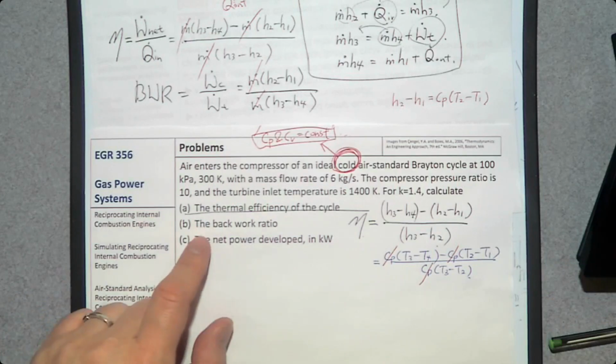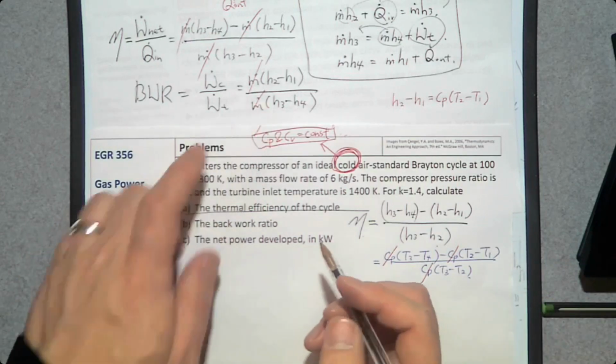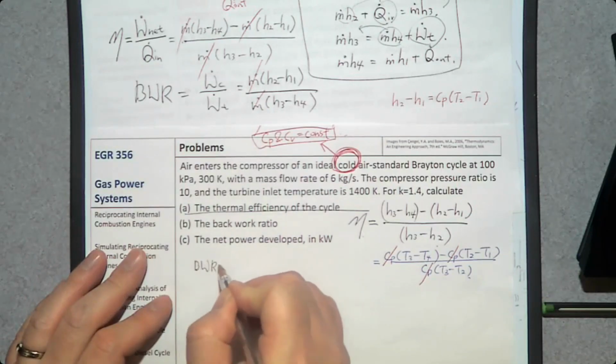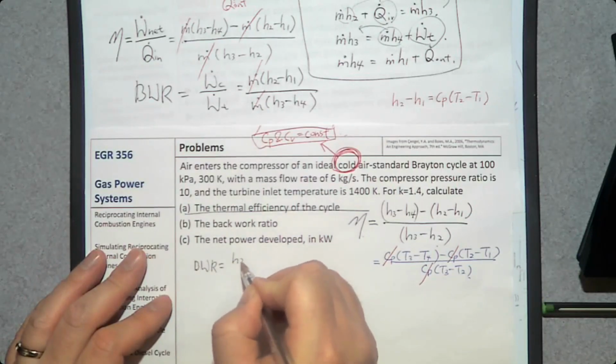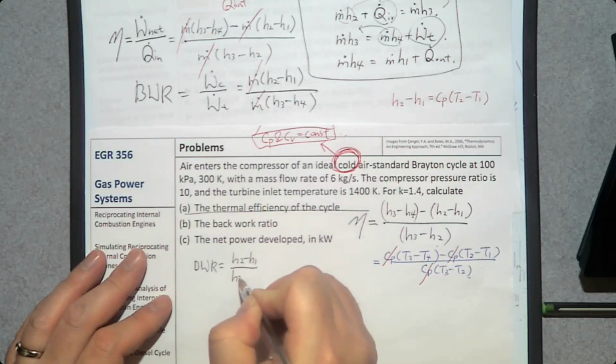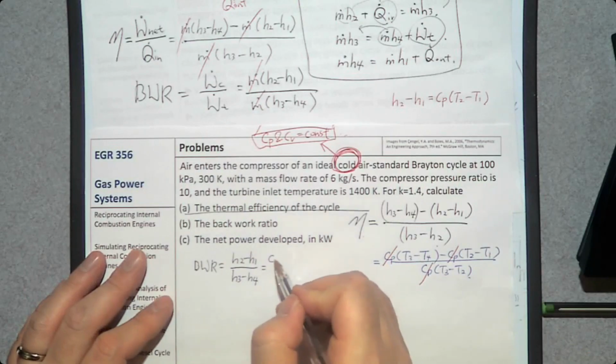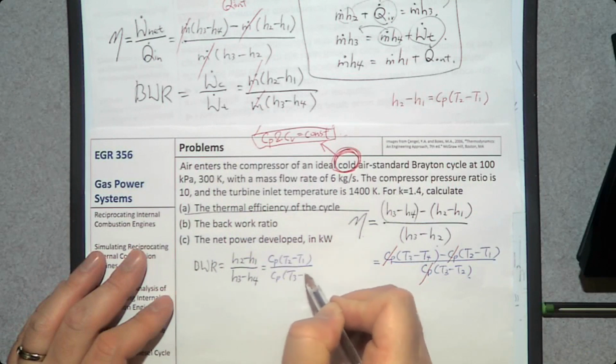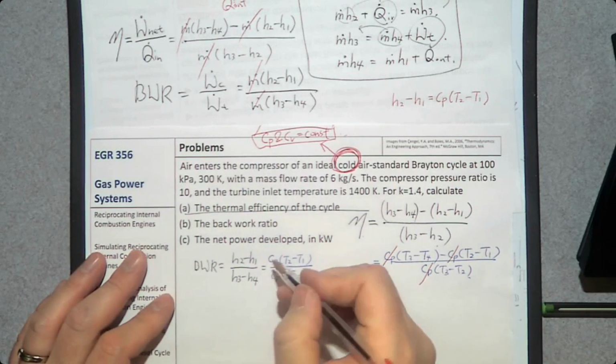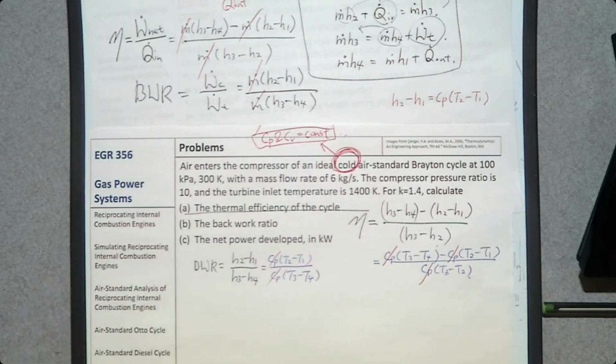What about back work ratio? Back work ratio is given here. It is (h2 minus h1) over (h3 minus h4), which can be determined by Cp (T2 minus T1) over Cp (T3 minus T4). So you don't have to determine h1, h2, h3, h4. You can calculate the back work ratio by just the temperatures at each state.